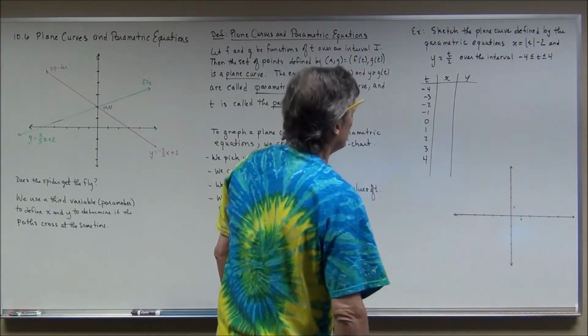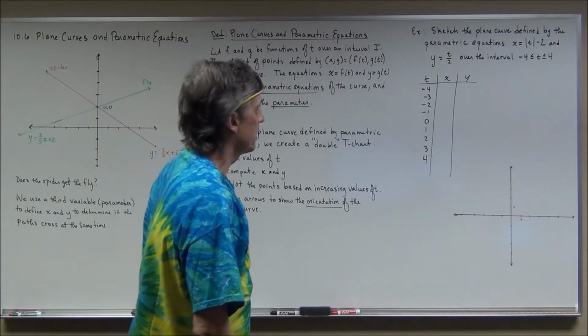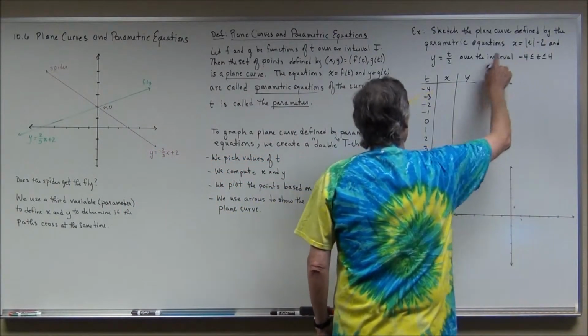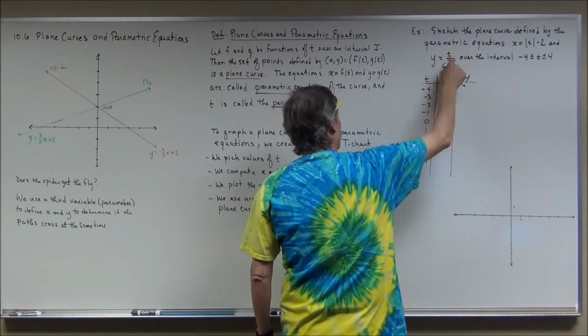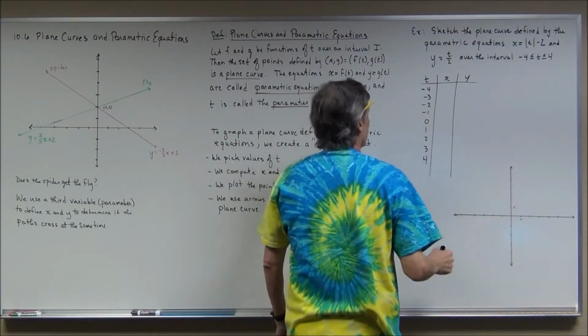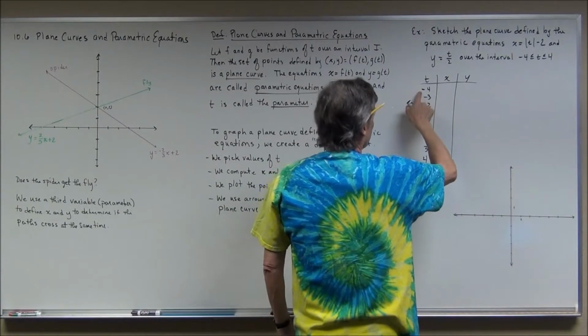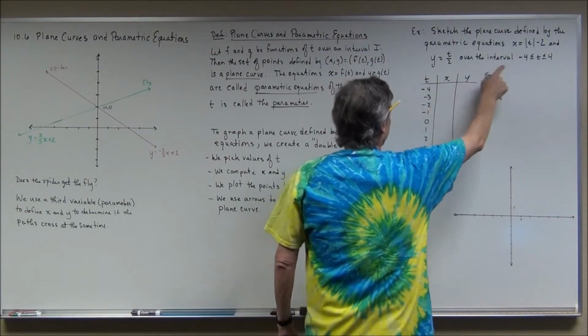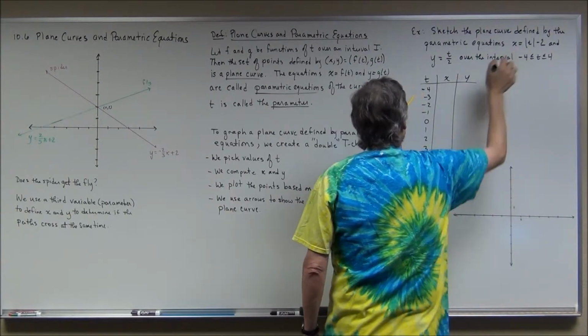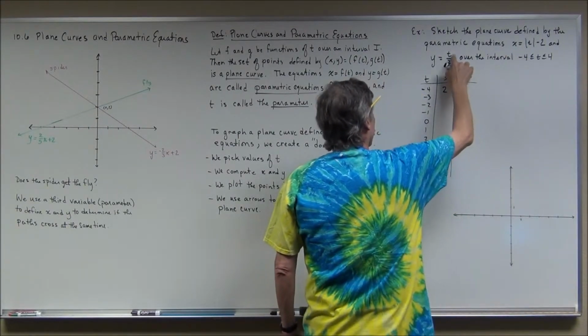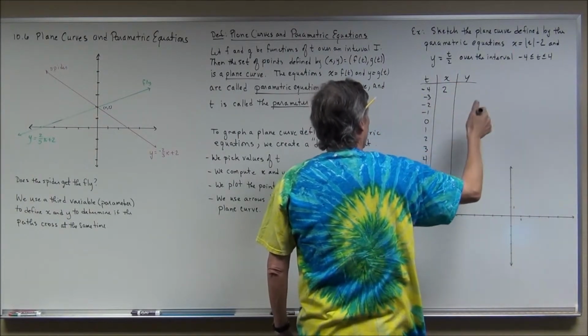And then I'm going to plug these numbers in one at a time into x, the parametric equation x equals the absolute value of t minus 2, and the parametric equation y equals t over 2. I might get some fractions, but I can deal with it. So if I plug in -4 into here, the absolute value of -4 is 4 minus 2 is 2. If I plug in -4 here, -4 divided by 2 is -2.